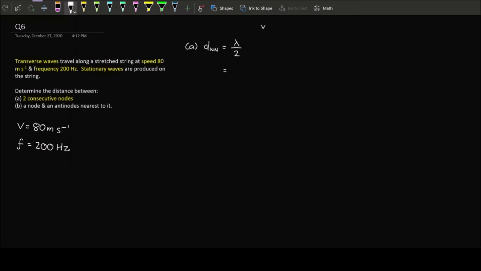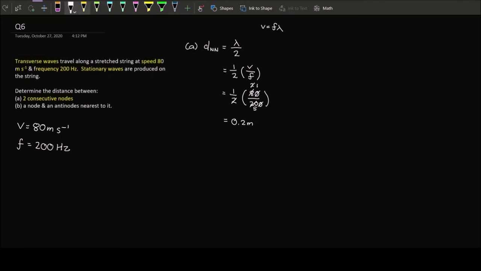Wavelength, you know it's v equals f lambda. You can use this, so it's just half. Then lambda will be v over f. Now it's a matter of substitution. Substitute your speed to be 80, your frequency to be 200. You do a bit of simplification. Divide by 4 becomes 2, divide by 4 becomes 5. Then you get 1 over 5 at last. 1 over 5 is just 0.2 meter.